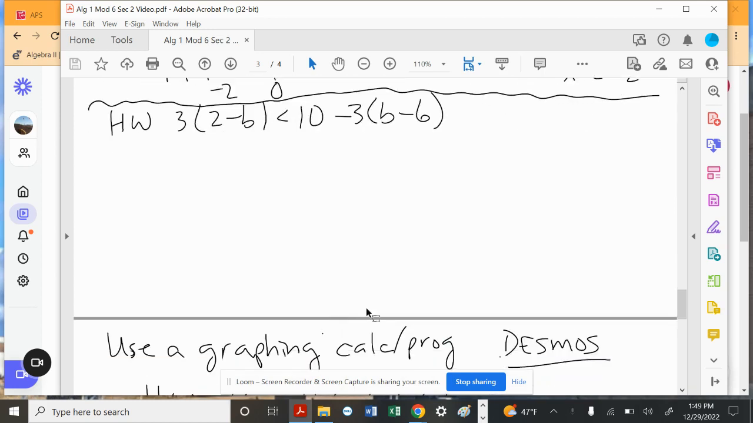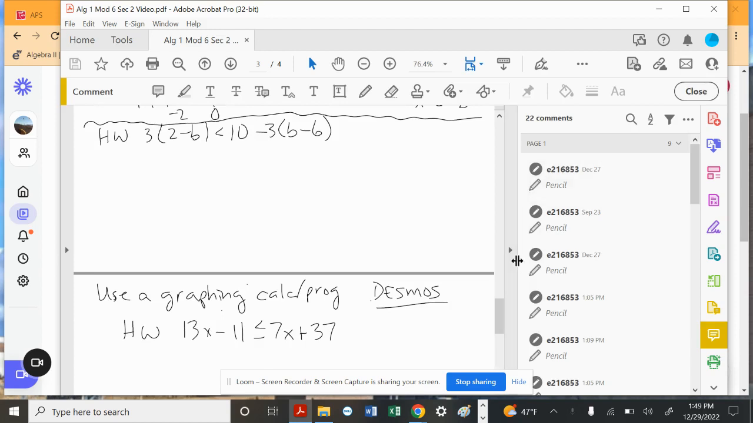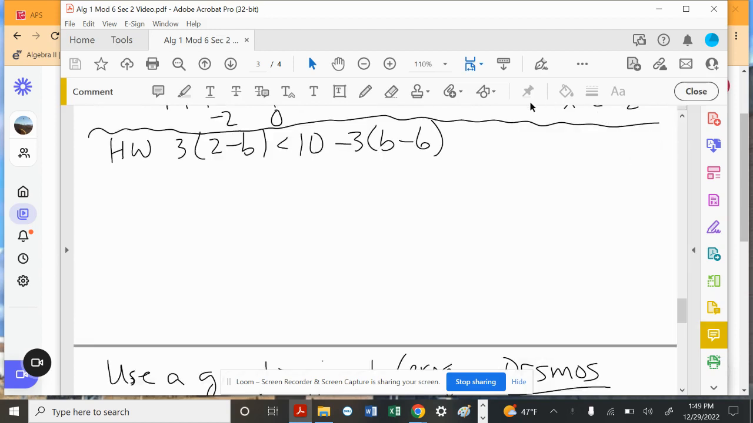So we're going to do a few homework problems on this one, and our homework problems are going to be on these multi-step equations. First thing we're going to do is do it by hand, and then we're going to learn how to do it using DESMOS. So we're going to go through a couple things. First thing we're going to do is distribution.